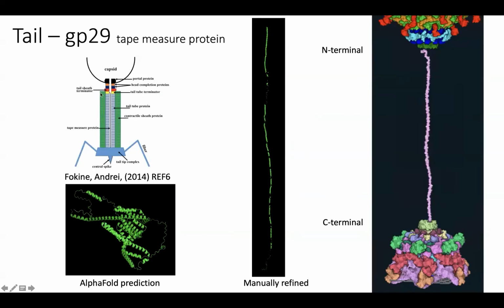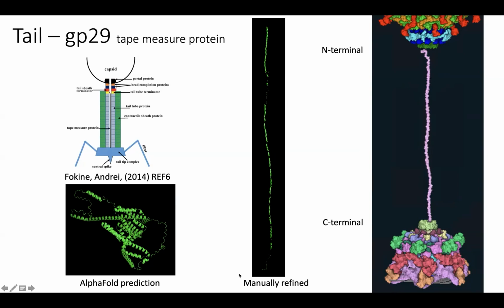Then there is the so-called tape measure protein, GP29. Fokine drew in a diagram in 2014 that it just drops in the middle of the tube. We first used AlphaFold to predict the structure, and then you can see here it all stays nearby for the alpha helix.